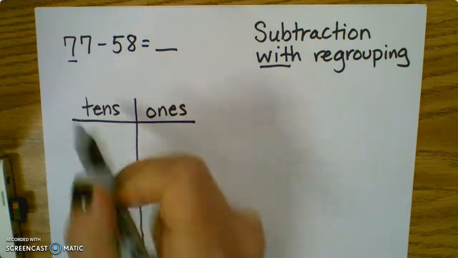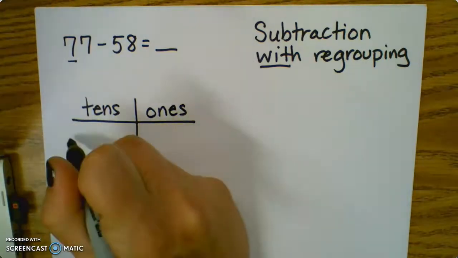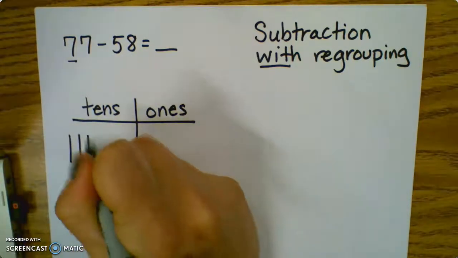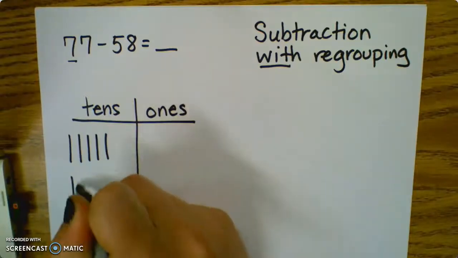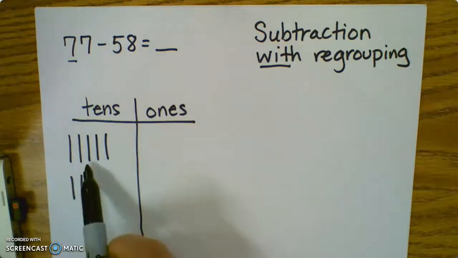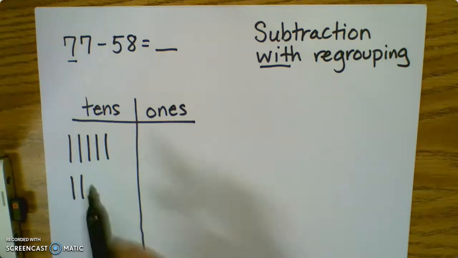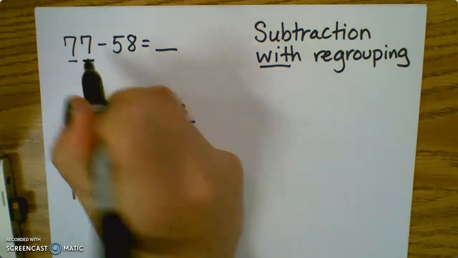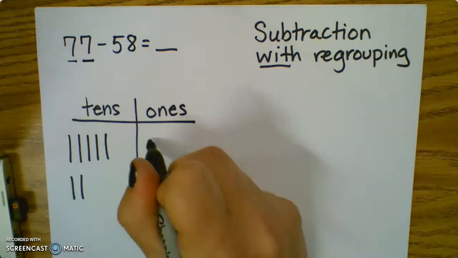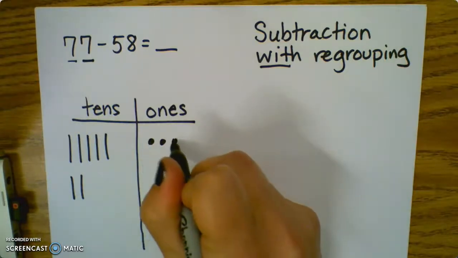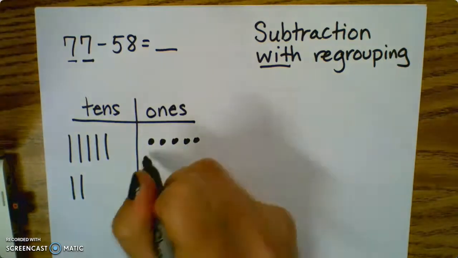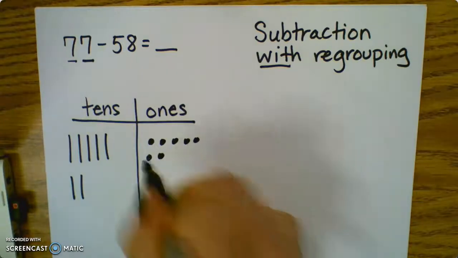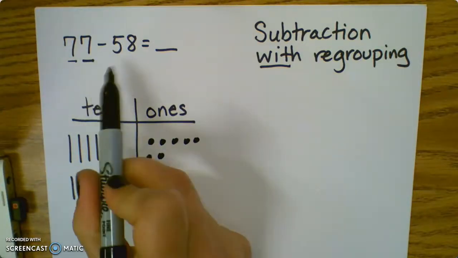There are 7 tens in 77. 1, 2, 3, 4, 5, 6, 7, 10, 20, 30, 40, 50, 60, 70, and there are 7 ones in 77. 1, 2, 3, 4, 5, 6, 7. Okay, so now we're going to take away 58.